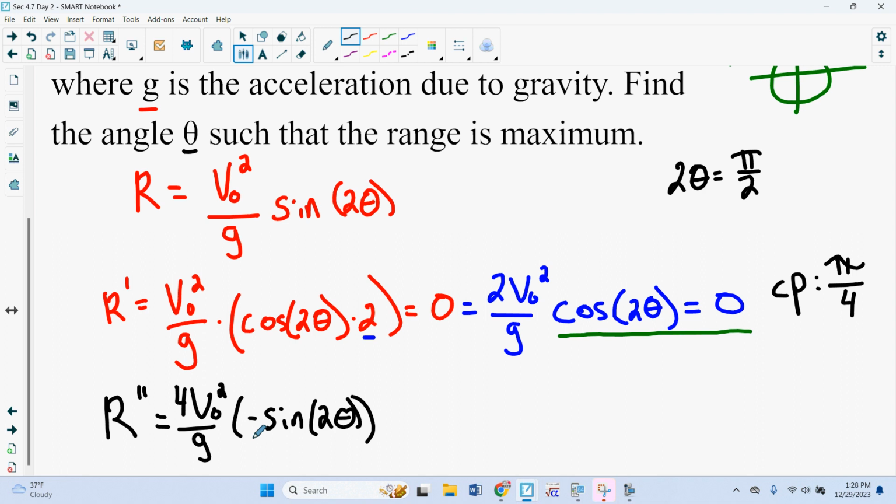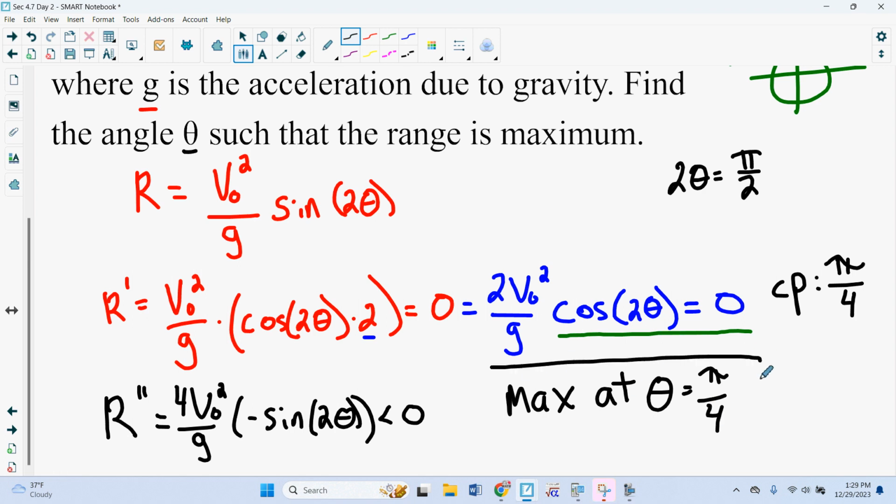But then with this negative right here, this is less than 0. So we have a max at theta is pi over 4. Now, that's 100% intuitive.